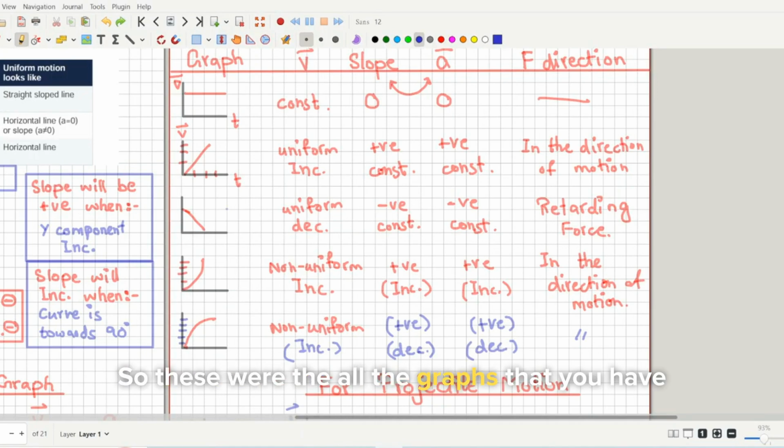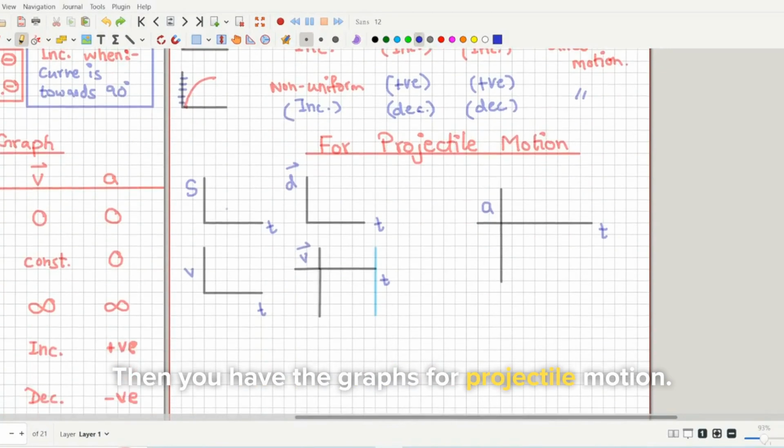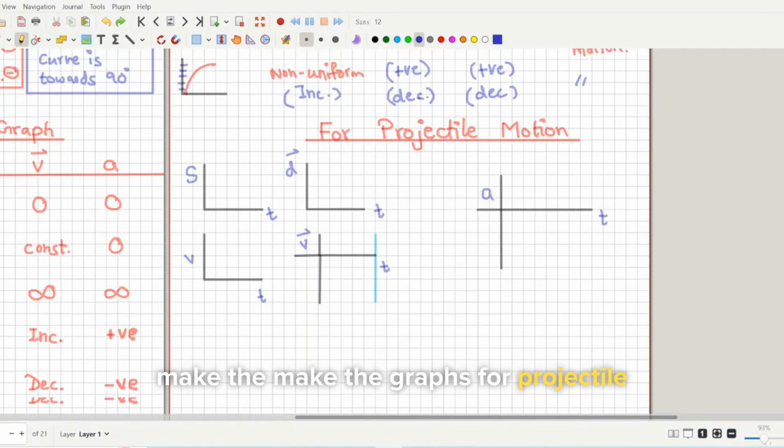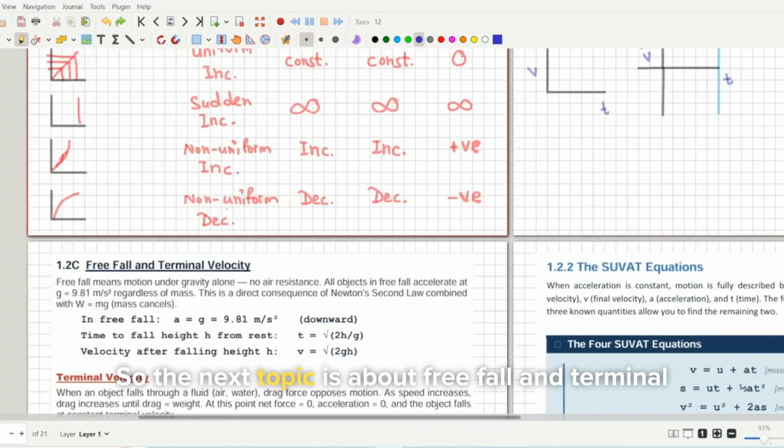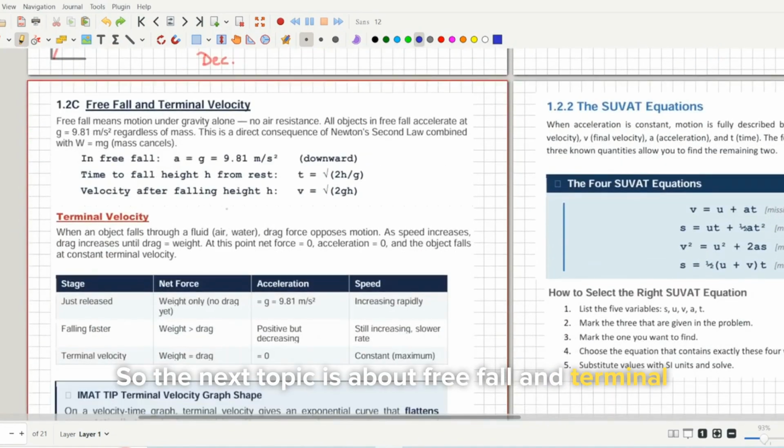So these were all the graphs that you had to study for velocity time graph. Then you have the graphs for projectile motion. We will do them later in our lecture, because we have to study the projectile motion first to make the graphs for projectile motion. So the next topic is about free fall and terminal velocity.